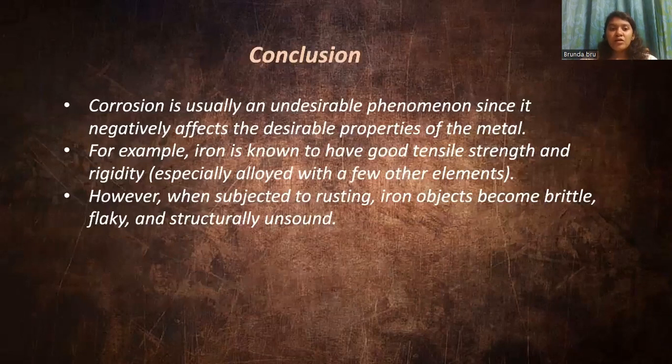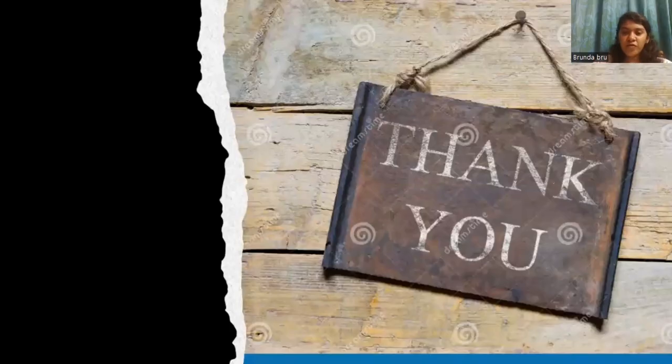Conclusion. Corrosion is usually an undesirable phenomenon since it negatively affects the desired properties of the metal. For example, iron is known to have good tensile strength and rigidity, especially when alloyed with a few other metals. However, when subjected to rusting, iron objects become brittle, flaky, and structurally unsound.